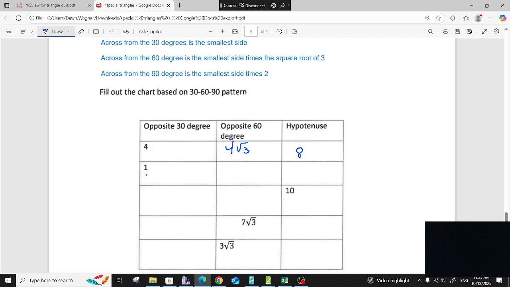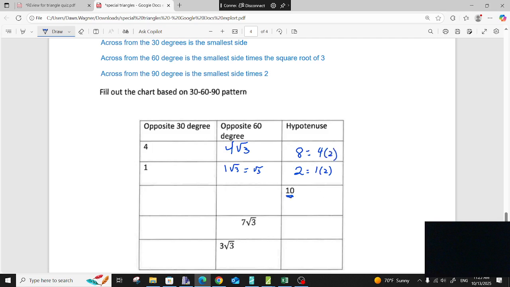What happens if across from the 30 is 1? So this would be 1 square root 3, or you could just say square root 3. That means the same thing. What about the hypotenuse? 2. It's double 1, right? 1 times 2. 4 times 2, right?